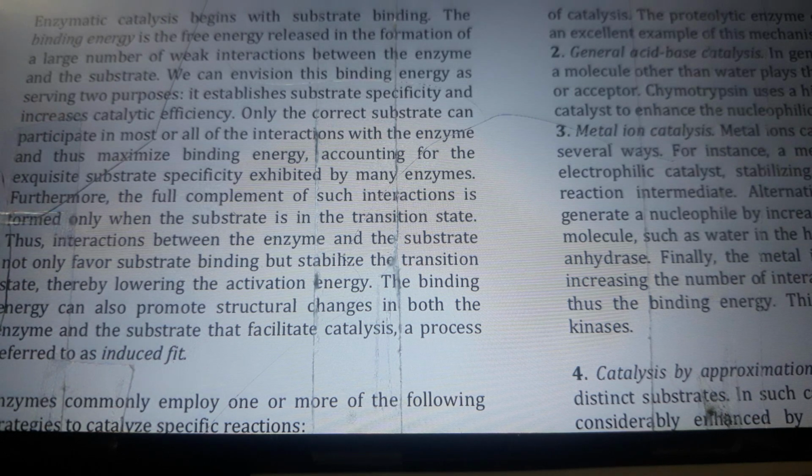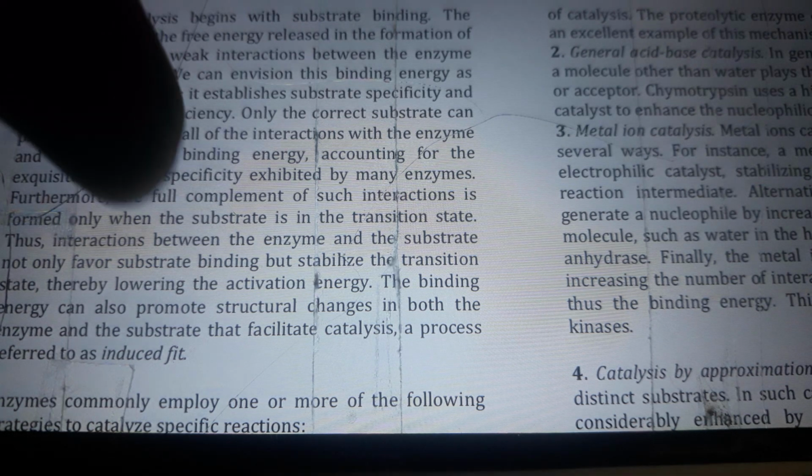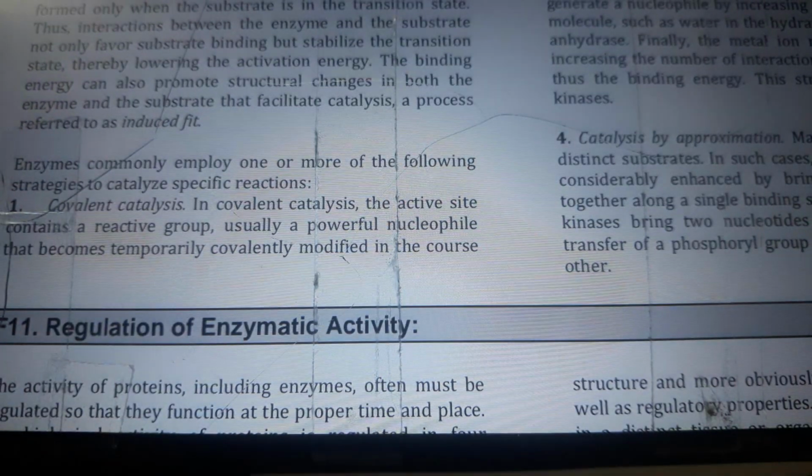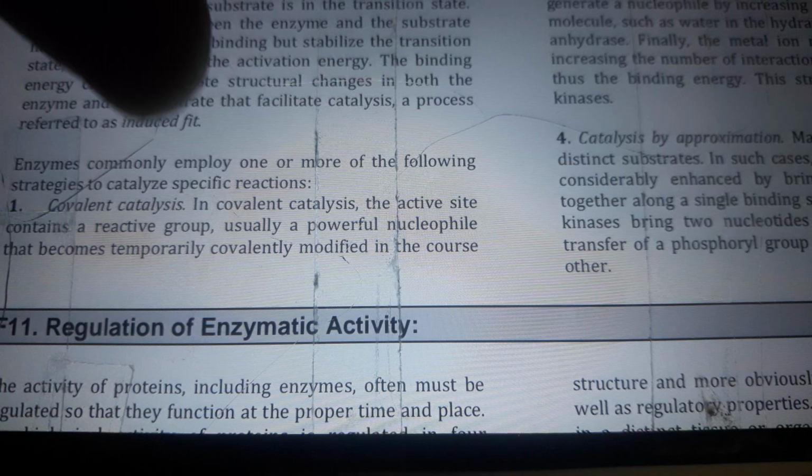Only the correct substrate can participate in most or all of the interactions with the enzyme, thus maximizing binding energy, accounting for the exquisite substrate specificity exhibited by many enzymes. Furthermore, the full complement of such interactions is formed when the substrate is in the transition state. Thus, interactions between the enzyme and the substrate not only favor substrate binding but stabilize the transition state, thereby lowering the activation energy. The binding energy can also promote structural changes in both the enzyme and the substrate that facilitate catalysis, a process referred to as induced fit.